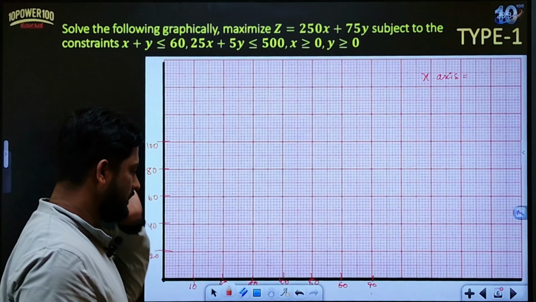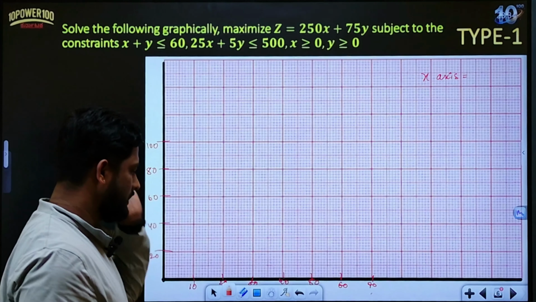So this is enough. Okay. Now we'll write the scale. X-axis, 1 centimeter is equal to how much? 10 units. And y-axis, 1 centimeter is equal to 20 units. Okay. So after this, very simple.